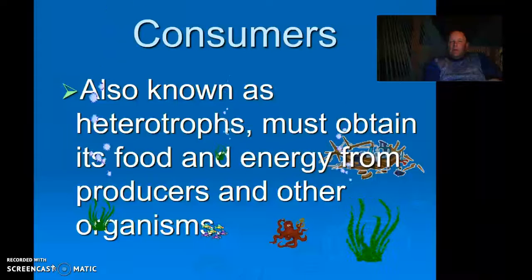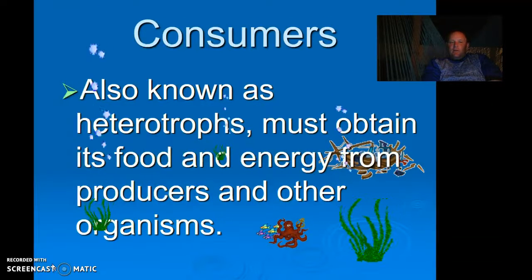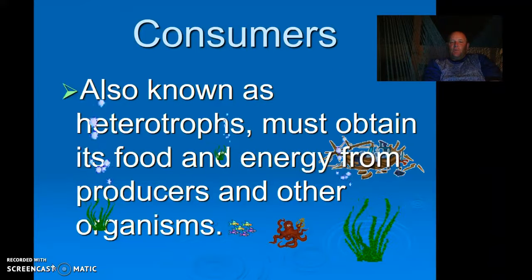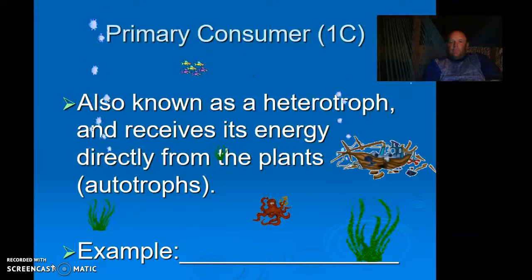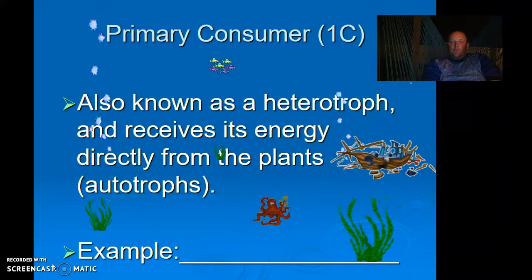The other secondary group is consumers, also known as heterotrophs. Hetero meaning different, so different food. They must obtain their food and energy from producers and other organisms. We have several levels of consumer. The first would be primary consumers. It receives its energy directly from the plants or from the autotrophs.